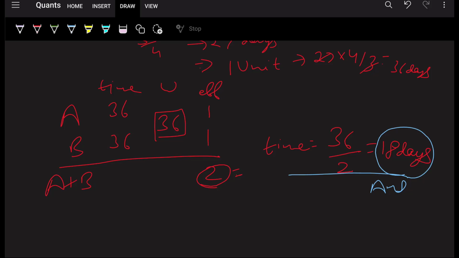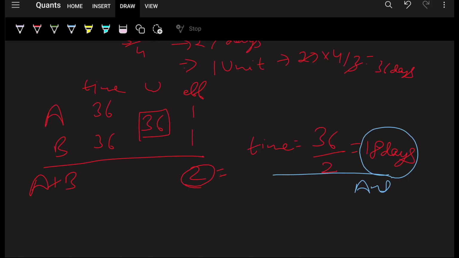Now efficiency will be what? 36 divided by 36, which will be 1 for A, and 36 divided by 36, same as 1 for B also. Now the combined efficiency will be what? 1 plus 1 is equal to 2. And for calculation of time, we will divide the total work by the efficiency of A and B. So it will be what? 36 divided by 2 is equal to 18 days.